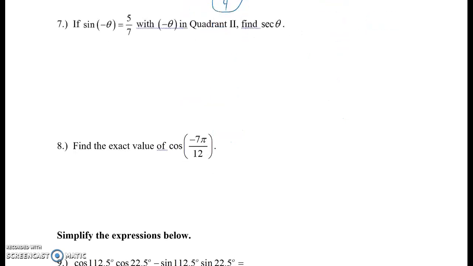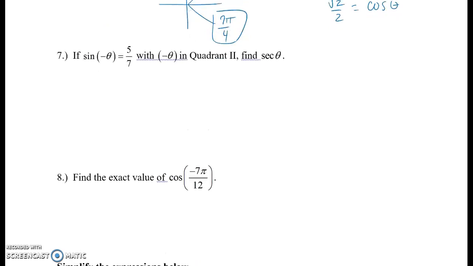All right, looking at number 7, we have sine of negative theta equals 5/7, and negative theta is in quadrant 2, and we want to find secant of positive theta. Now, you really need to pay attention to when we switch back and forth between negative theta and positive theta. Since the final answer that I want to find is for secant of regular theta, we need to figure out where regular theta is.